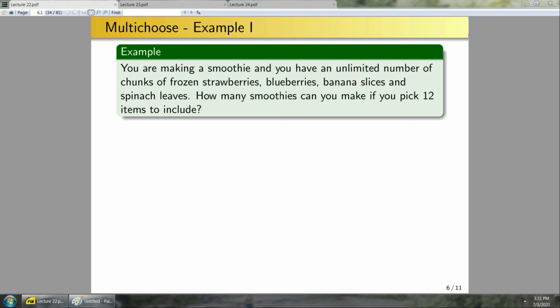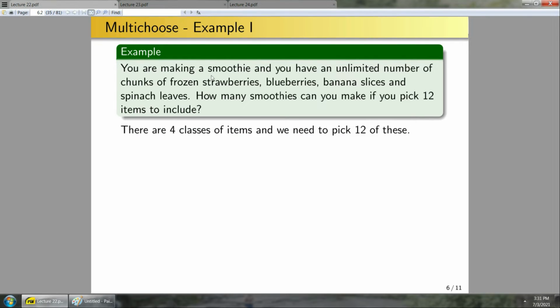So to solve this problem, I'm going to appeal to multi-choose. Here, how many classes of items are there? Well, there are 4: strawberries, blueberries, banana slices, and spinach leaves. And I need to pick 12 of these.